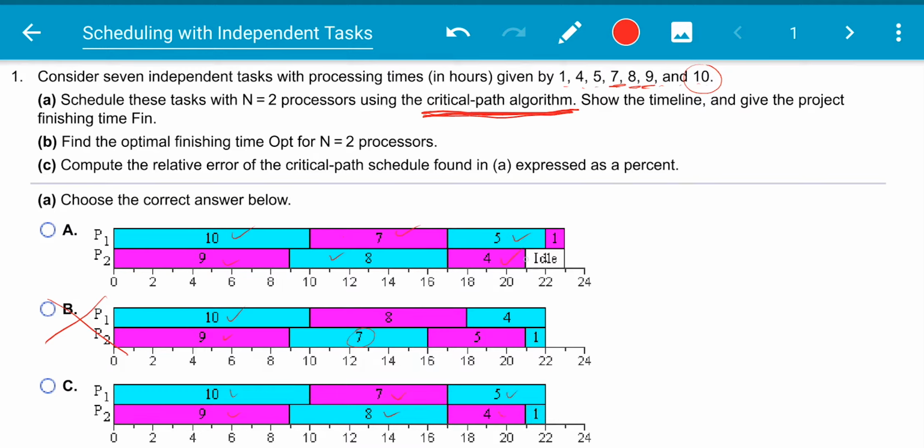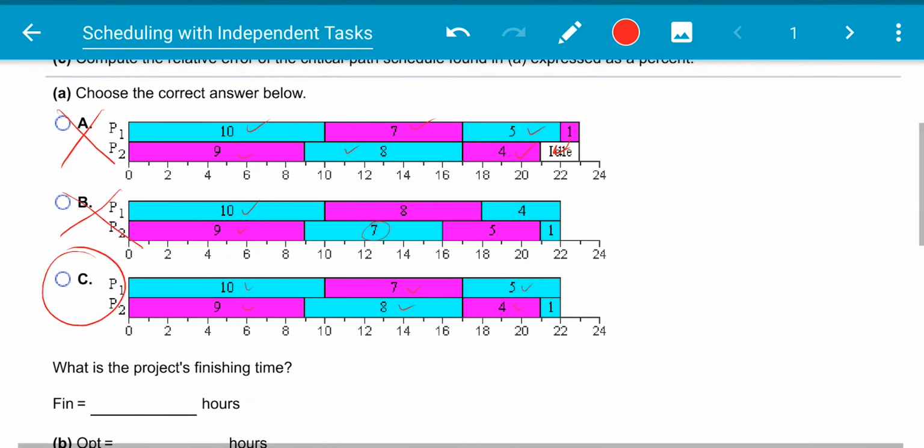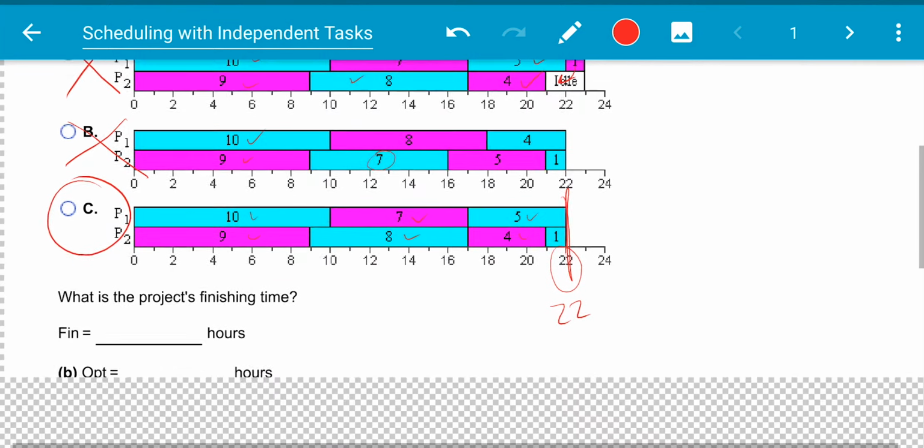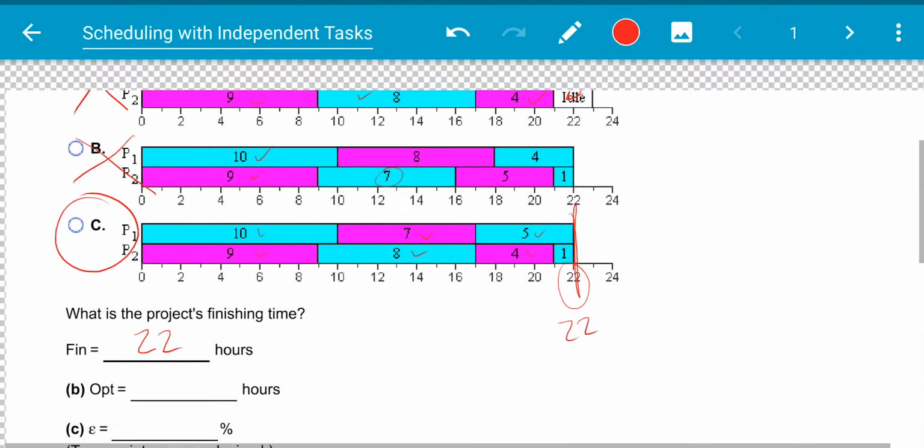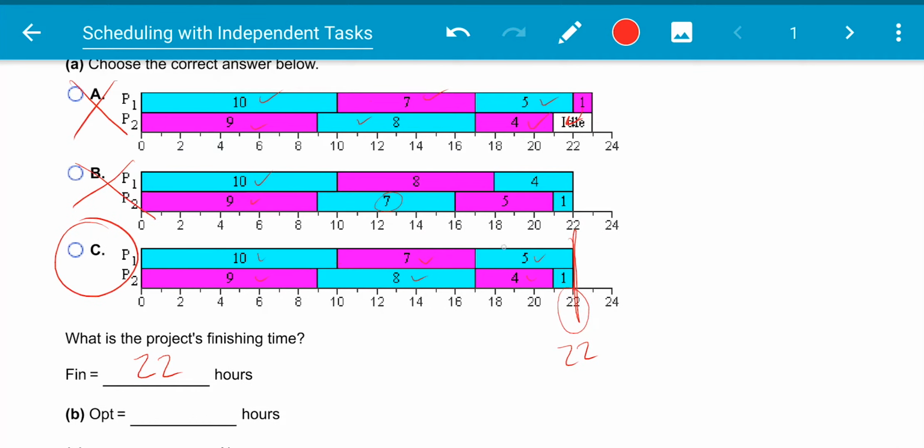And we finished 4, so do we want to just have 4 waiting? Well, it doesn't really matter if we finish 5 or not, so we're just going to move this one. So this is our wrong answer, and our answer is going to be C. For this one, the finishing time is 22 hours. The optimal time, well, we don't have any idle time here, so there's no way we could move these around and shift them to make it any better.